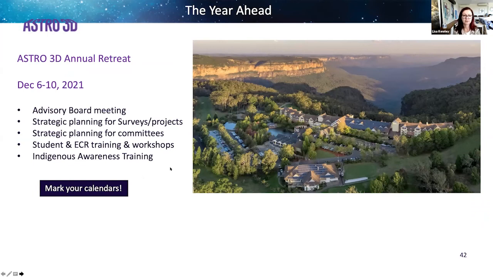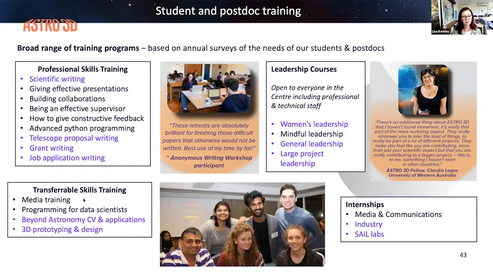This coming year, we're going to be offering again a range of student and postdoc training and also leadership courses for the whole centre. The ones in purple are the ones that we're going to be offering. Some are new, some are ones we're going to be re-offering based on feedback, because that is what people want. These include things like job application writing and grant writing. We'll continue our scientific writing workshops. We will be offering a 3D prototyping and design workshop, and we are currently discussing offering help with applications for careers beyond astronomy.